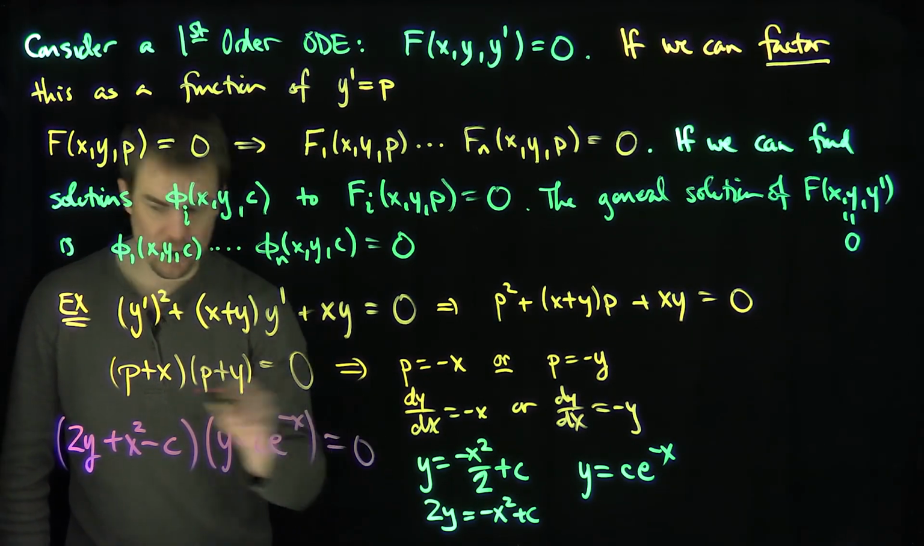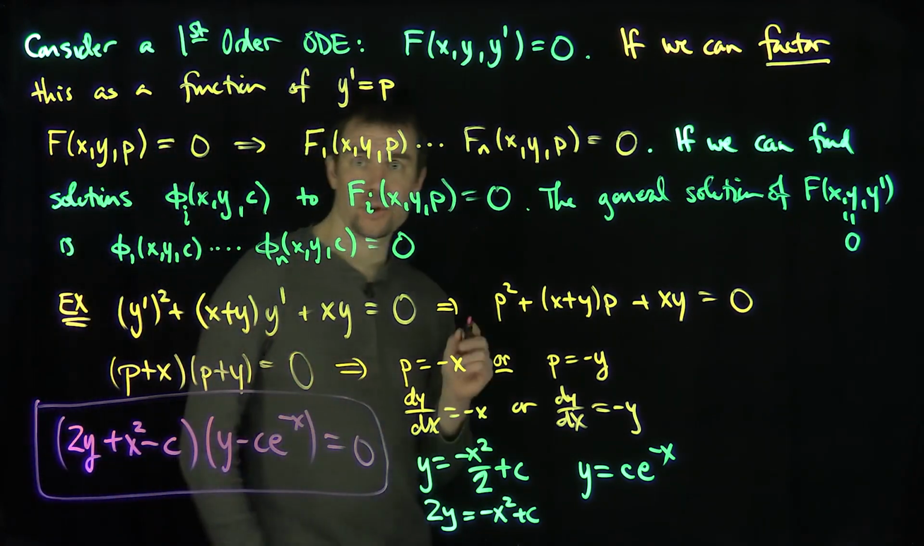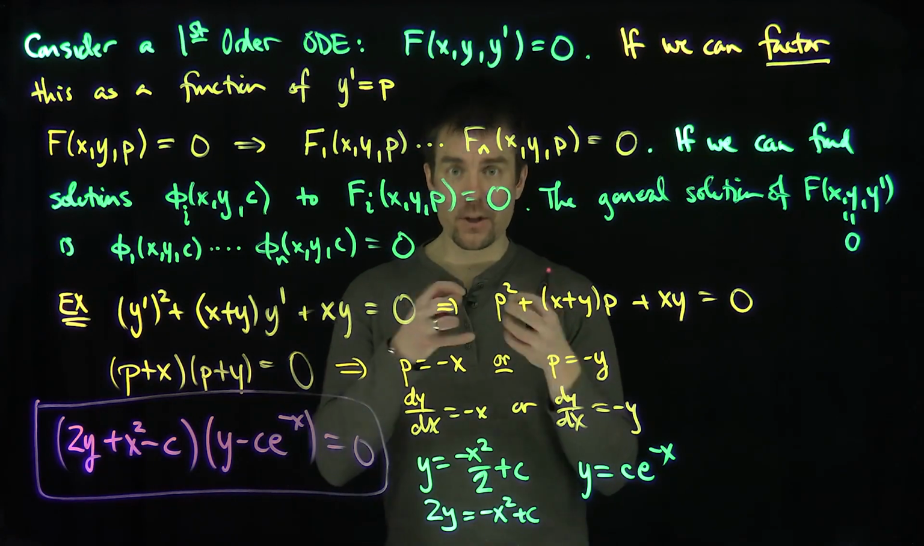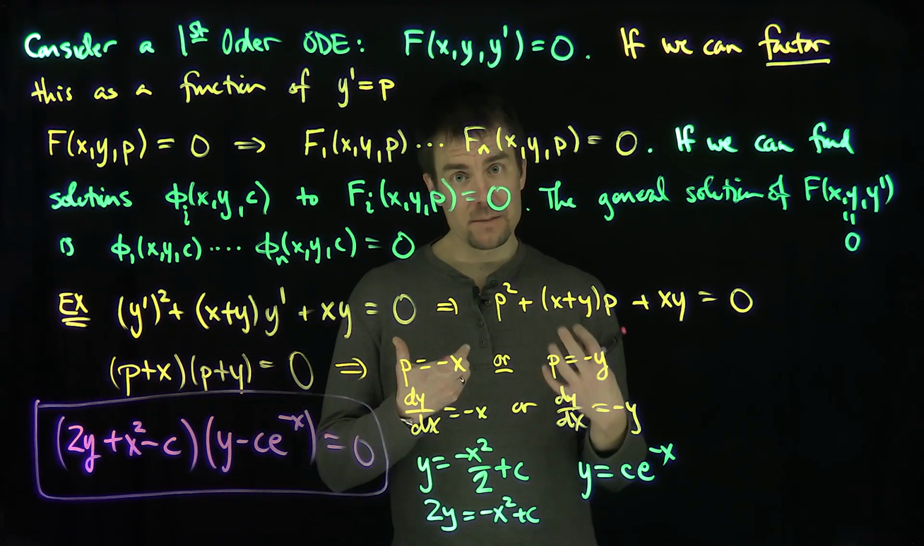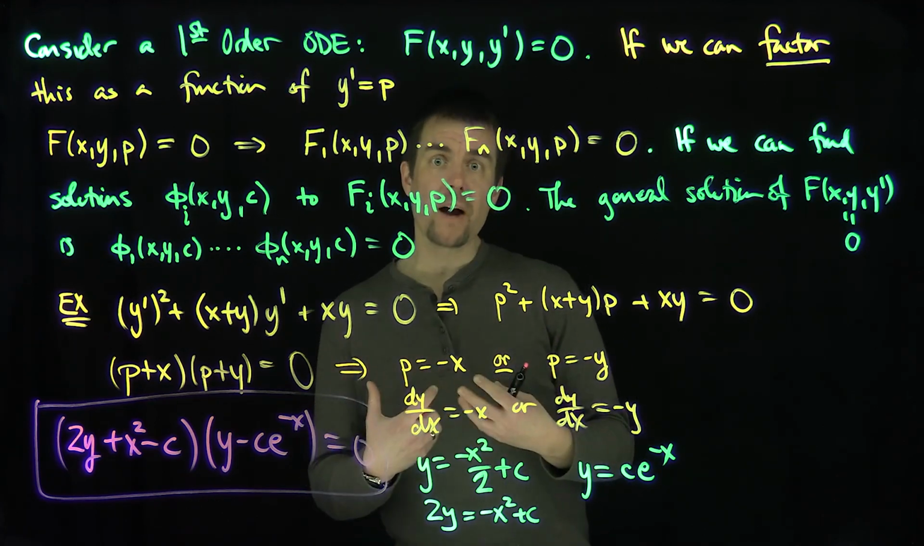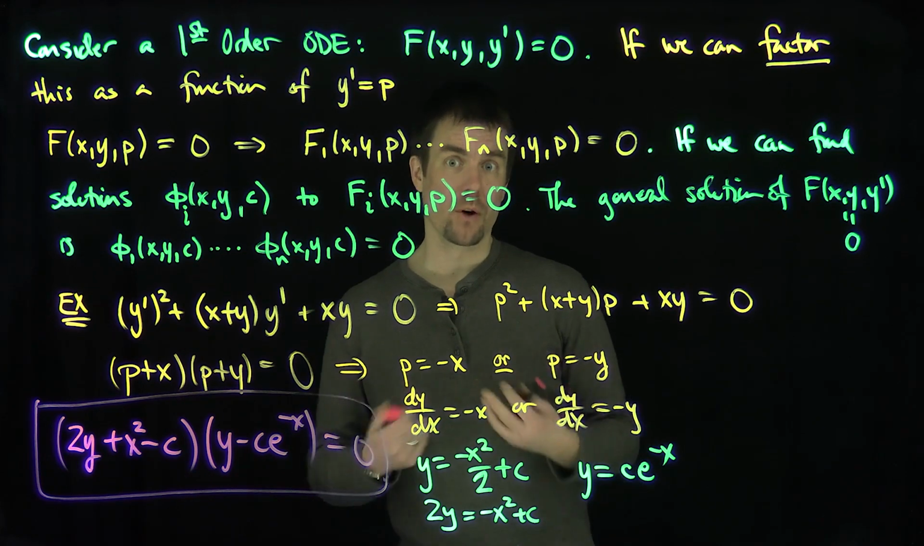I set this equal to 0, and I found the general solution to our nonlinear first order differential equation by using the factorization of the ODE as a function of p. If this is possible, the general solution will always be the product of the solution sets to the individual component factors set equal to 0 when you multiply them.